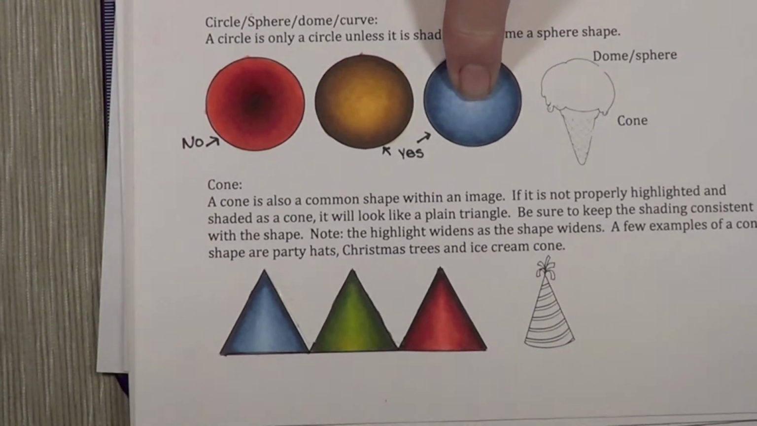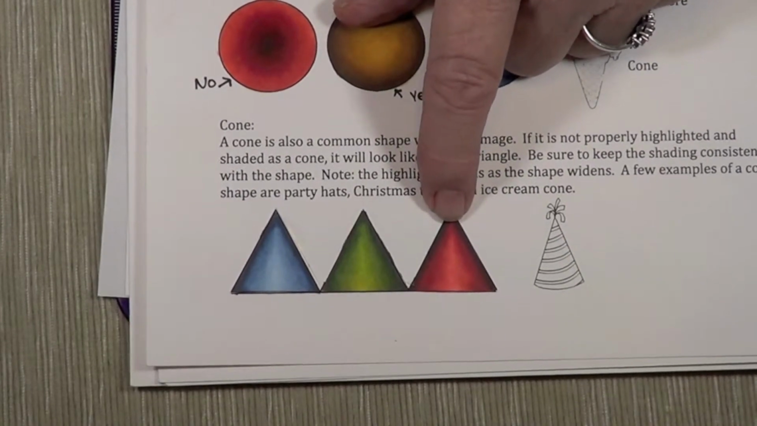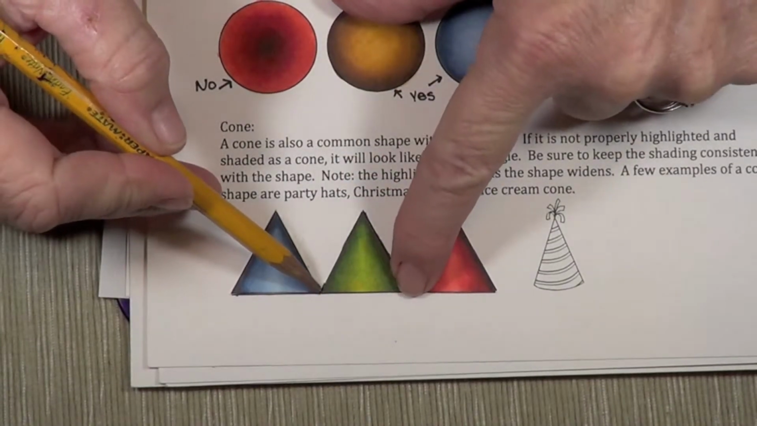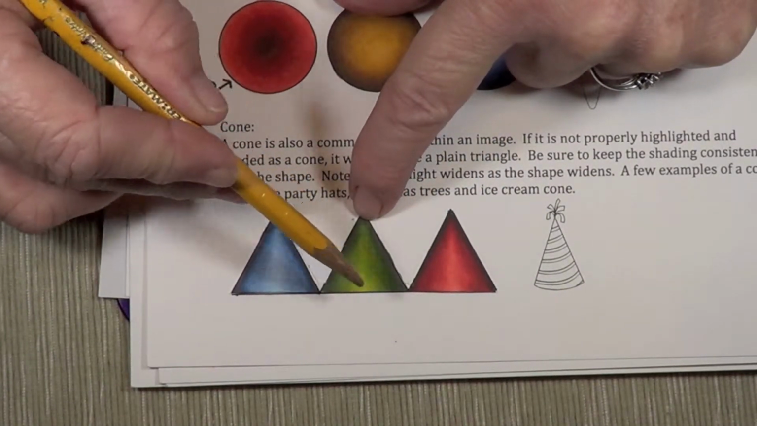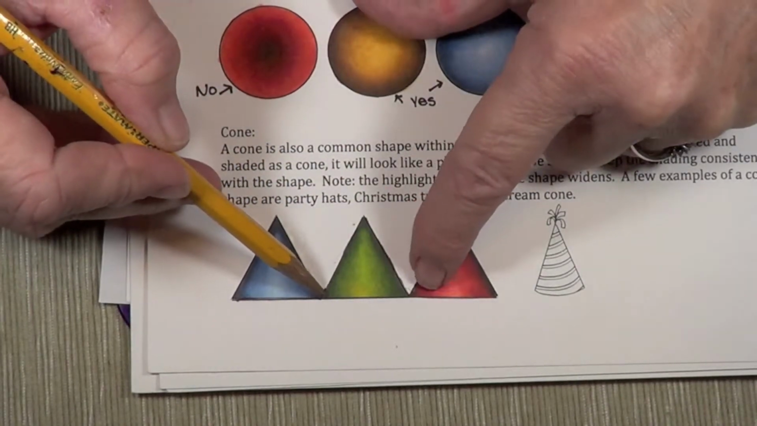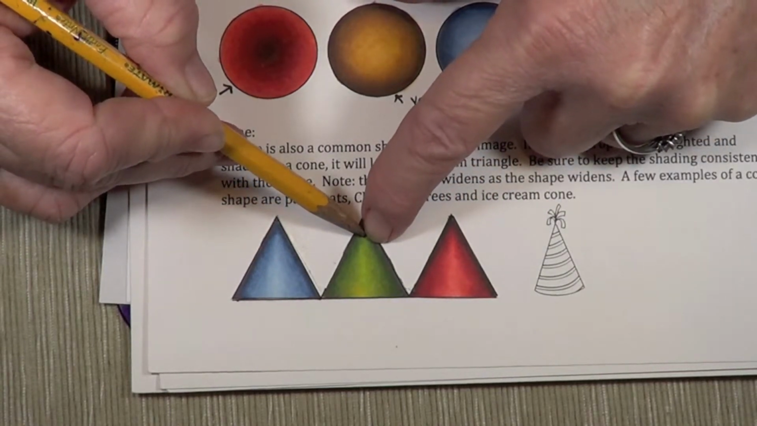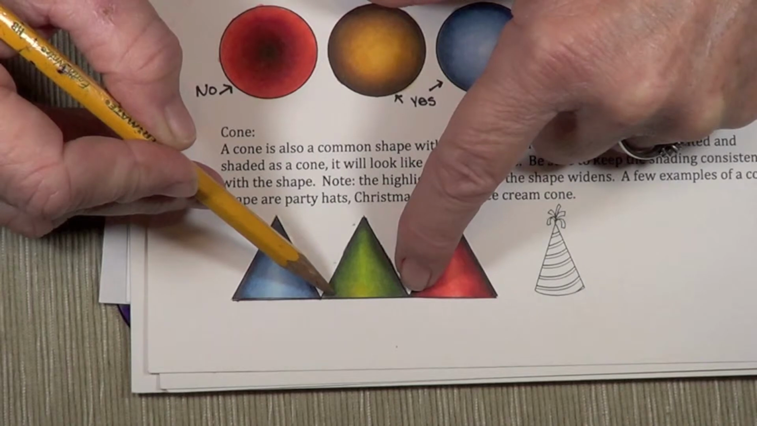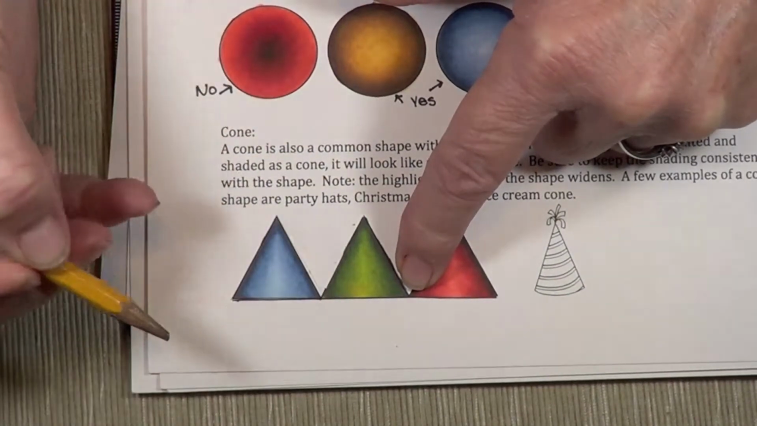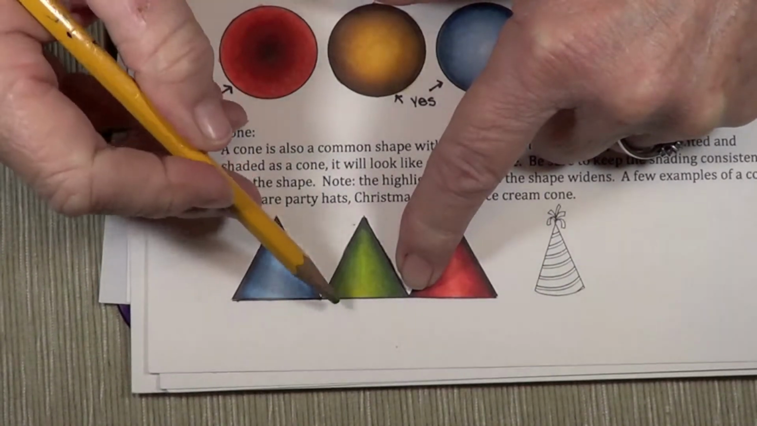Same thing with our cone. Our cone shape is only a triangle unless we properly highlight it. But the trick about a cone is that it gets wider at the bottom. Down here is wider than it is up here, but it's still got that cylinder shape to it, so it's still rounded. What I do is I have more dark down here and I kind of have to come closer up here. So you have to keep your shading consistent with the shape of the image. So here I might have shading out to here, but up here I might only have this much shading. And so you kind of have to keep it consistent.